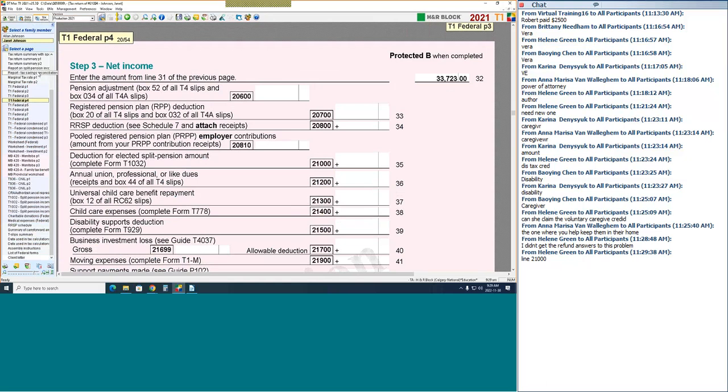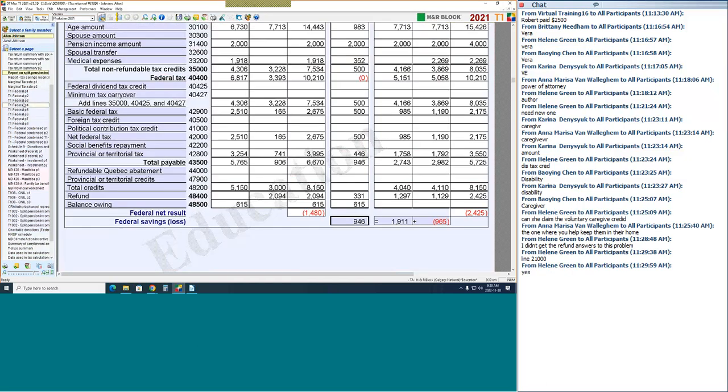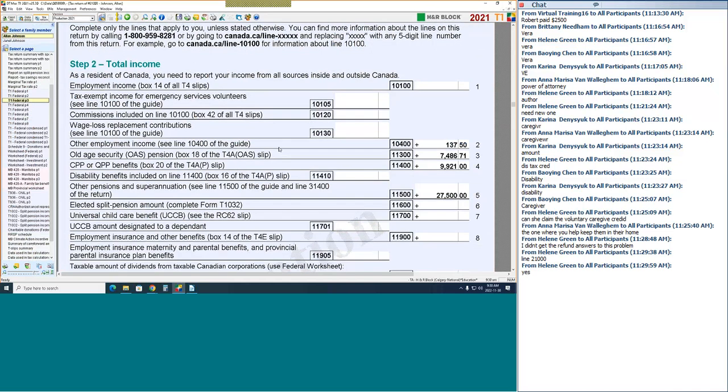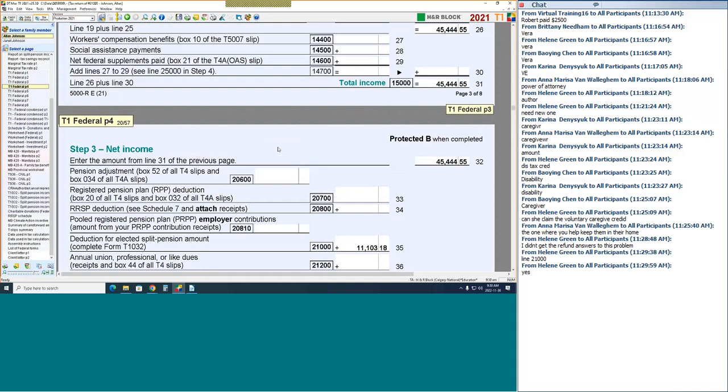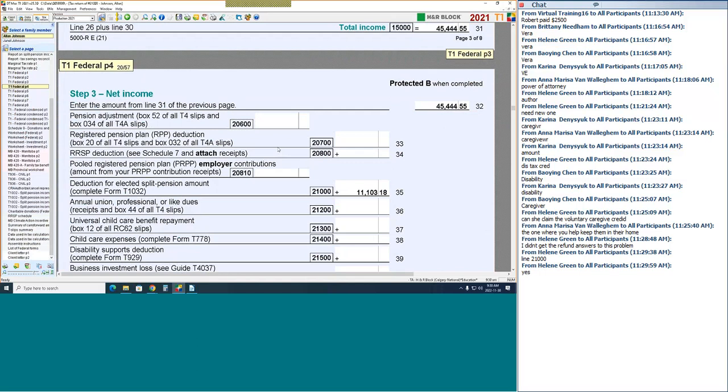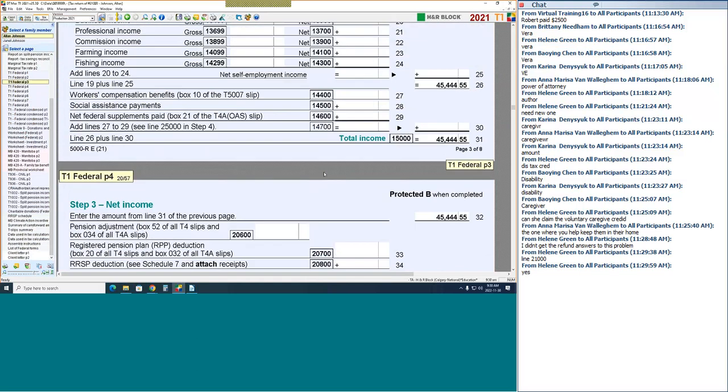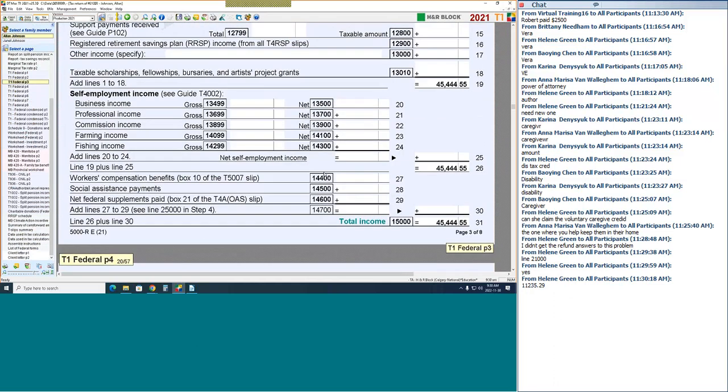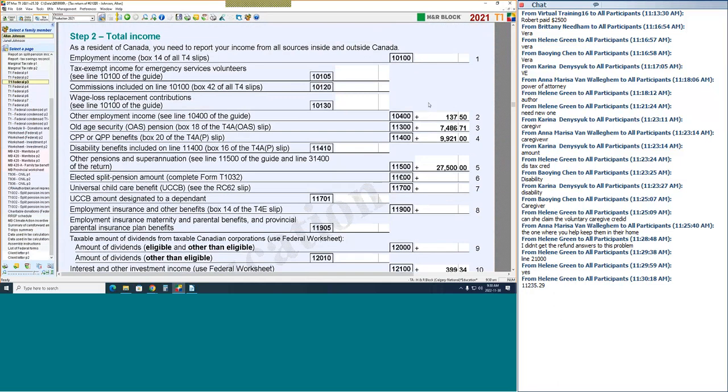You had a different split pension amount? $11,103.18. Okay, so if it's a different split pension amount, it's going to be related probably to income or deductions. It could really be anything. Let's find out what the other numbers are. So let's start at the top. Did you have your other employment income? That would be my first guess.